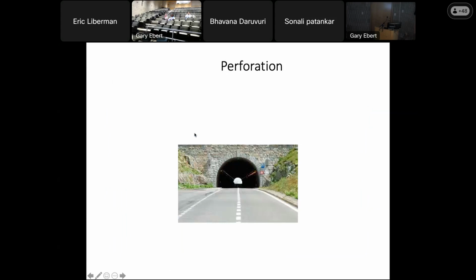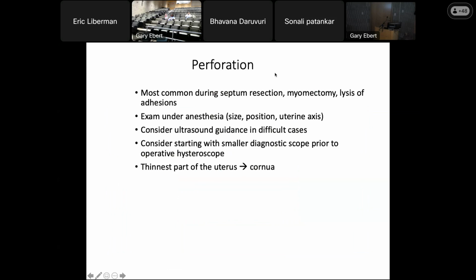So just to go over the more common ones a little more in detail. Perforation is most common during operative hysteroscopies when you're resecting a septum, myomectomy, or lysis of adhesions. It's very, very important that you do a good exam under anesthesia when the patient's asleep before you do any instrumentation, so you get a good mental picture of the location of the uterus. Is it anteverted, retroverted? It's just really important. Also the size.